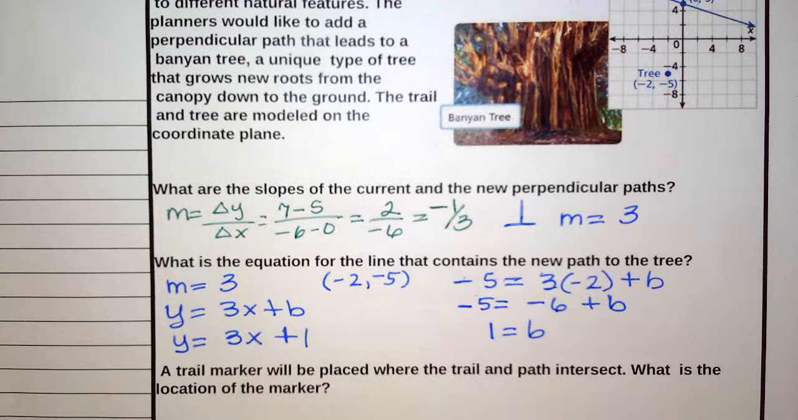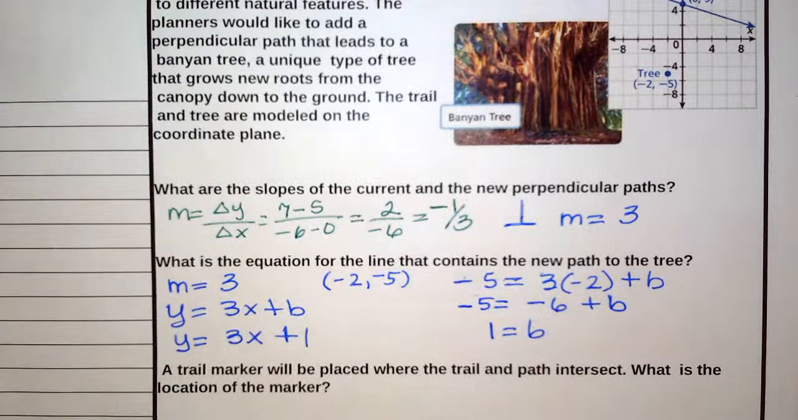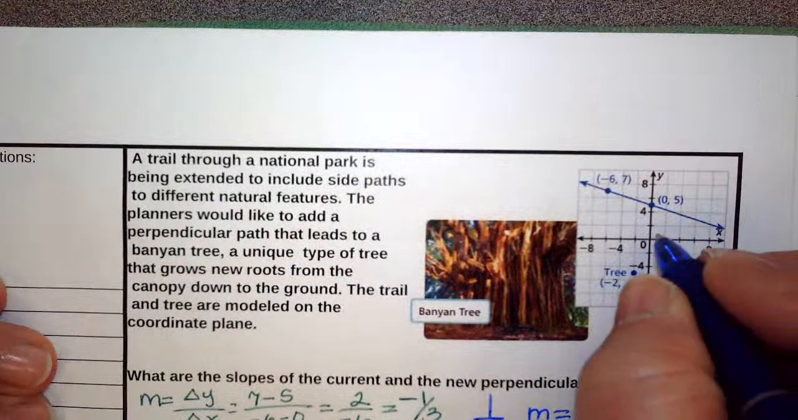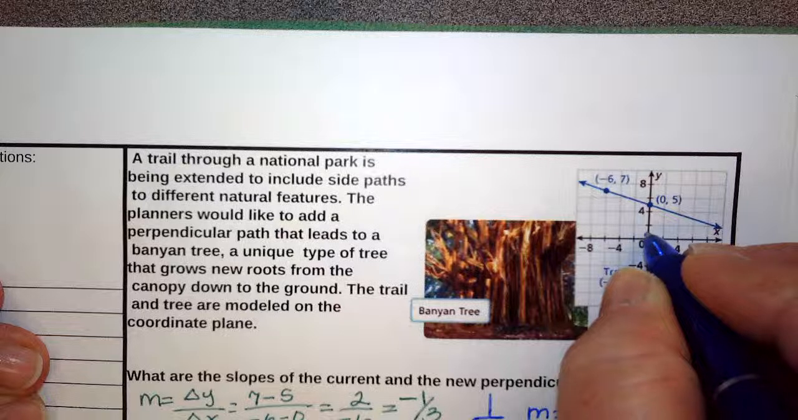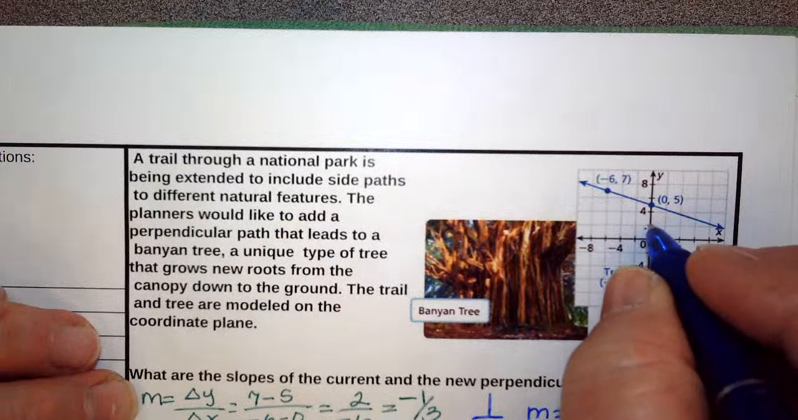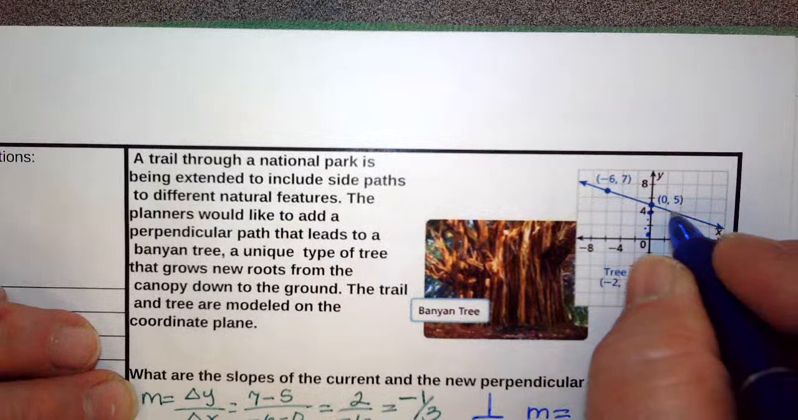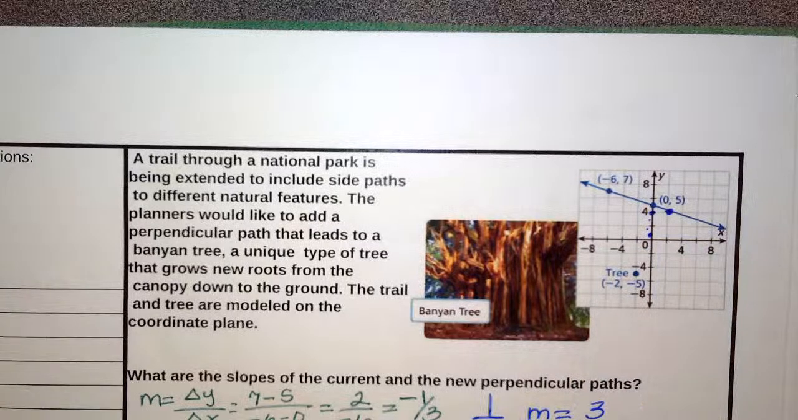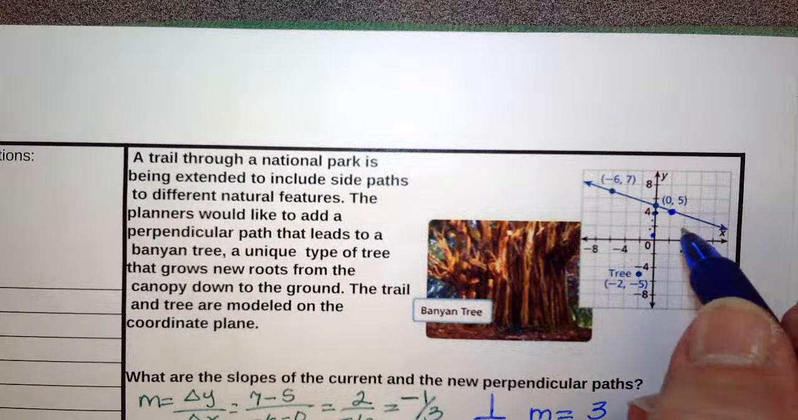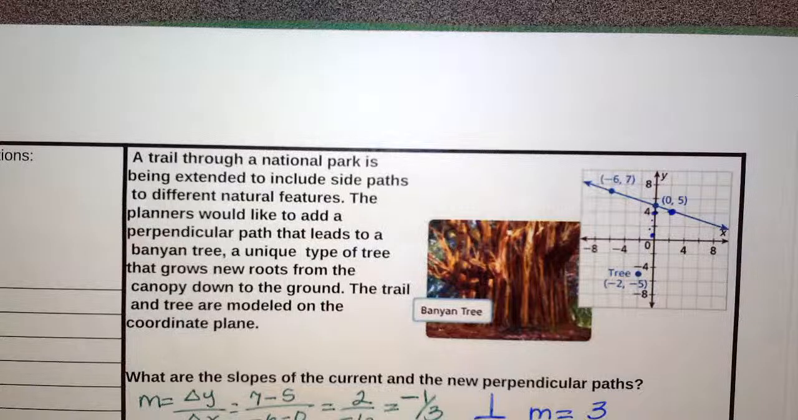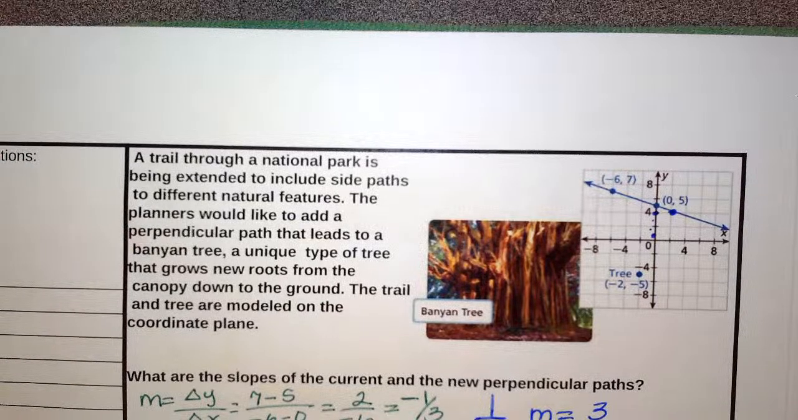Okay, so it says that a trail marker will be placed where the trail and path intersect. What will be the location of the marker? I think that it would be easiest just to draw the line and look. So I start at 1. I go up 1, 2, 3, and I go over 1. So by counting, I notice the point 0, 5 is where they intersect.